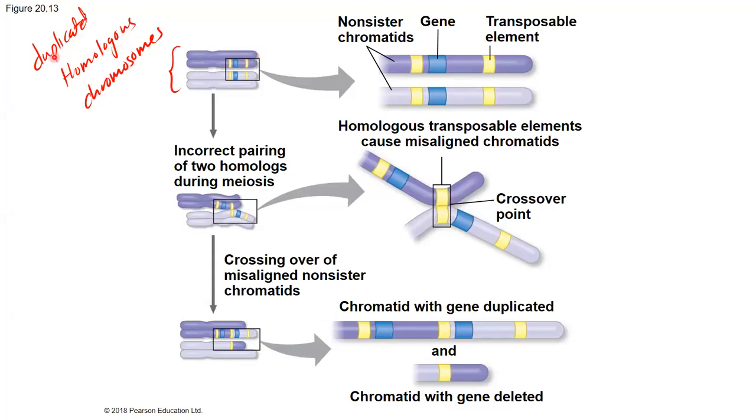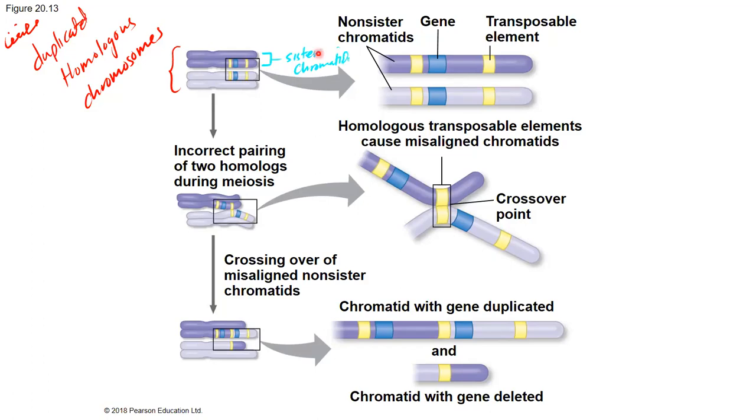But why are they called duplicated? Why should they be duplicated during meiosis? So each chromosome consists of what? Here we have these two, which are called sister chromatids.